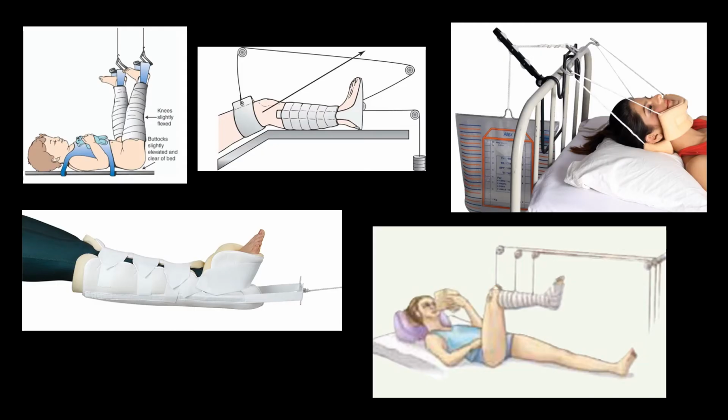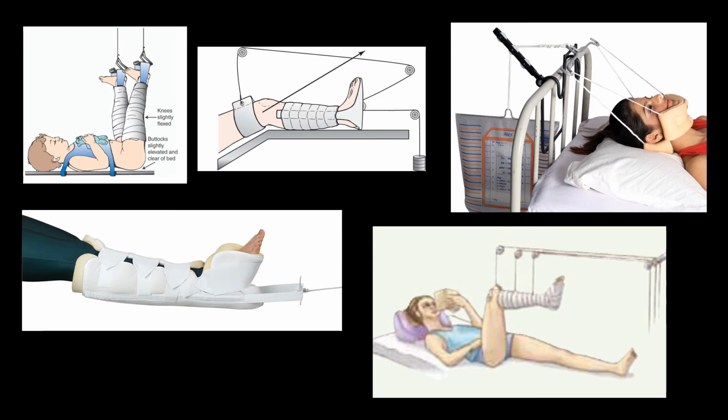And these are just some pictures of traction. Again, I don't expect you to know the different types of traction. I just want you to have an idea of what it is. So as you can see in many pictures, it's like a weighted pulley system, and the extremity is kept in constant pull, and that helps with healing.